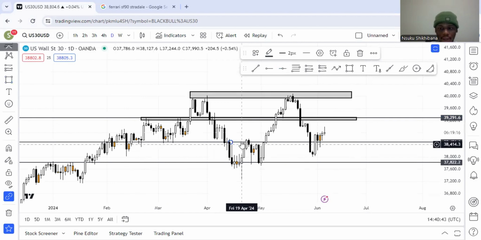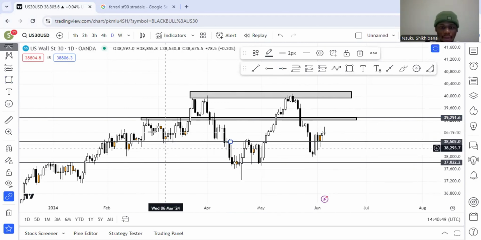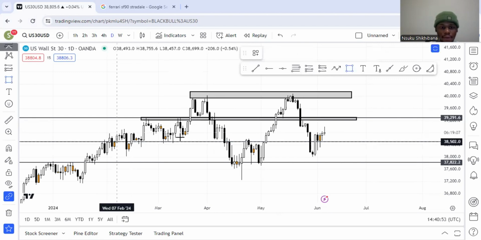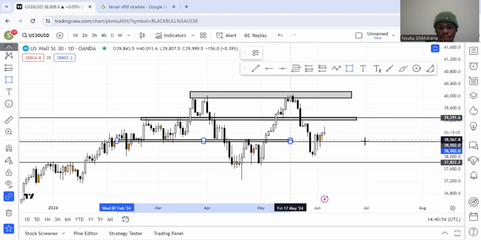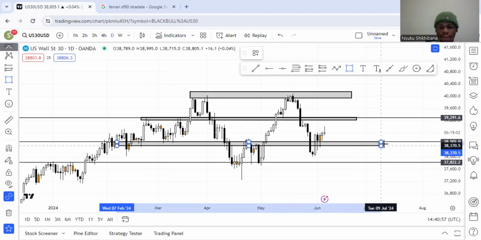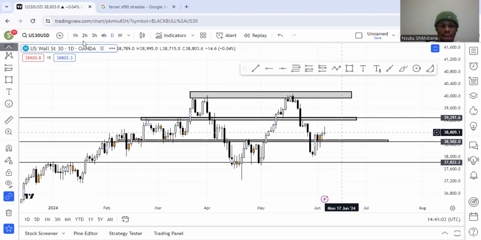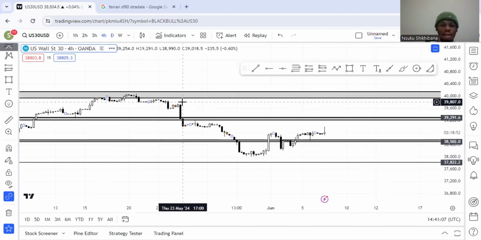Remember, zones don't really have to be perfect. So yeah, another zone that we see on the daily is this one. The first thing you should always do when analyzing US30 is mark your zones first, guys. So yeah, this is the first zone. These are some of the zones that we see on the daily.